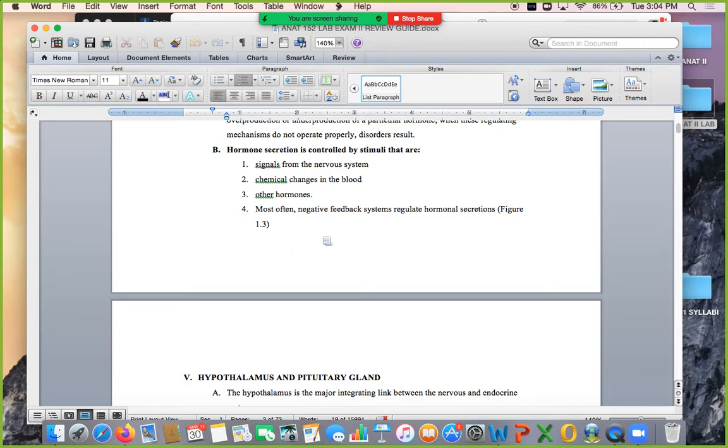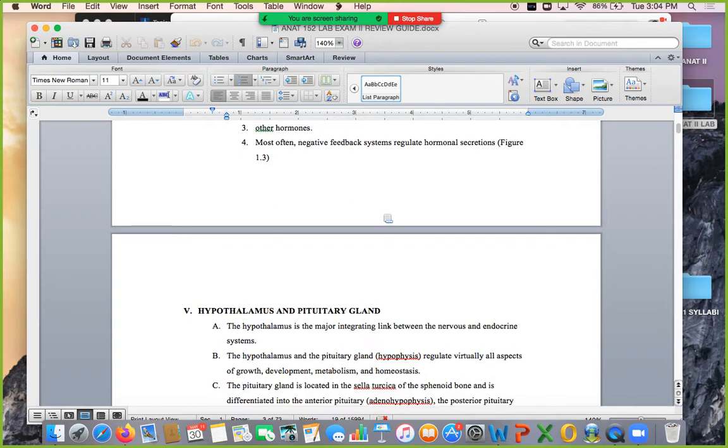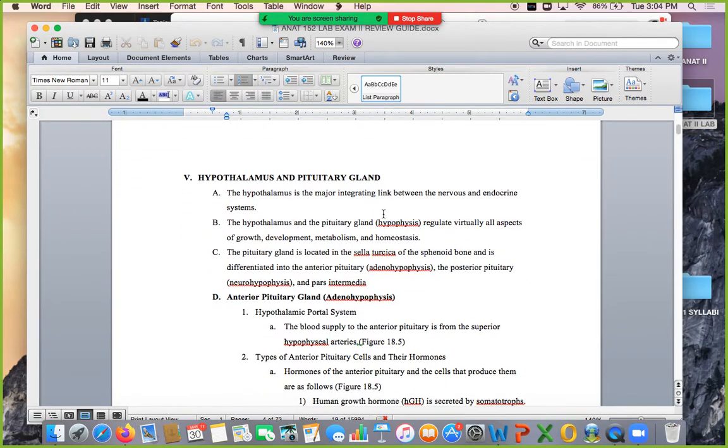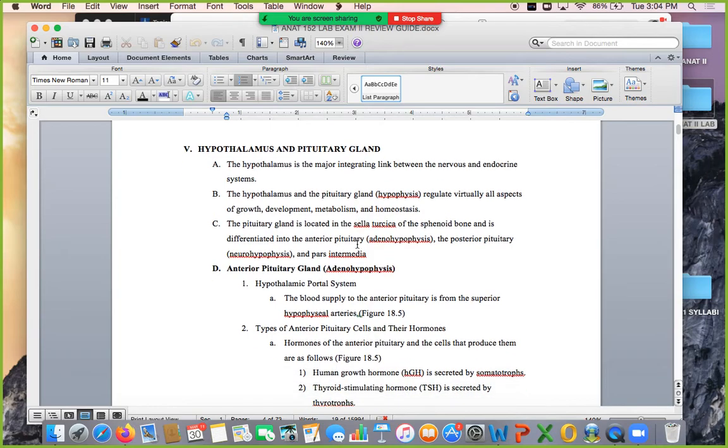Oftentimes, hormonal secretion is regulated by negative feedback systems. In fact, almost everything is regulated by negative feedback systems. The hypothalamus and the pituitary gland are going to be the major expression for your endocrine system. The hypothalamus is going to link your nervous system and your endocrine system. And the hypothalamus and the pituitary gland are going to regulate growth, development, metabolism, and homeostasis.